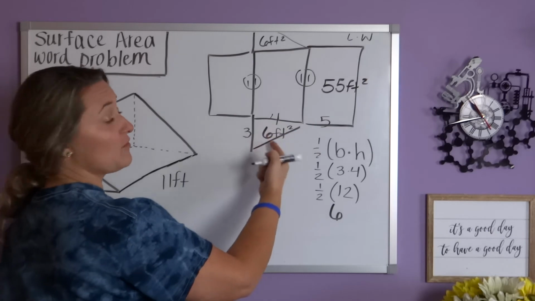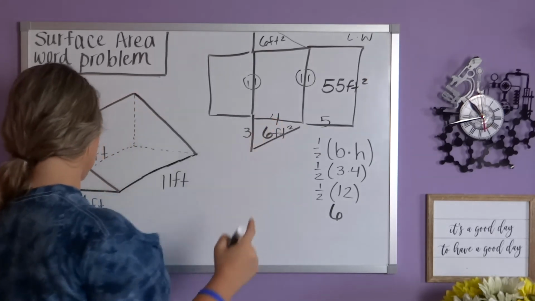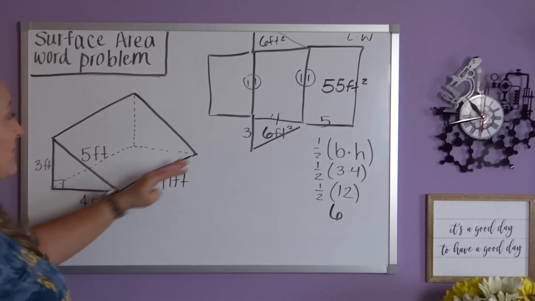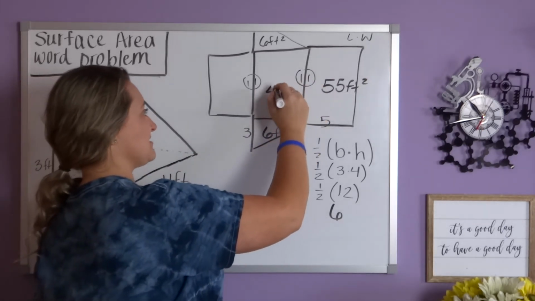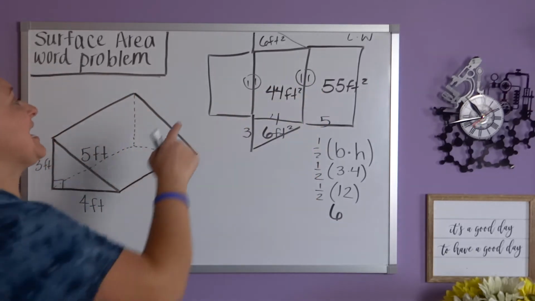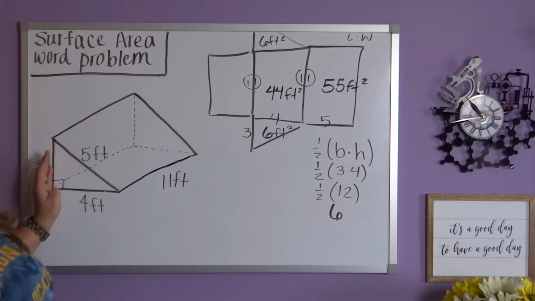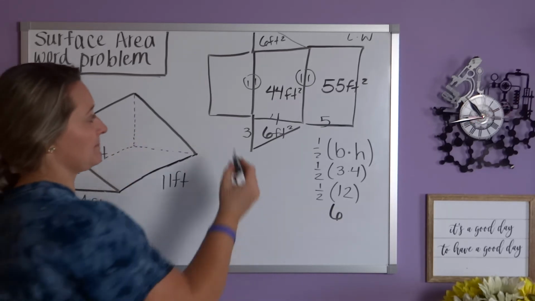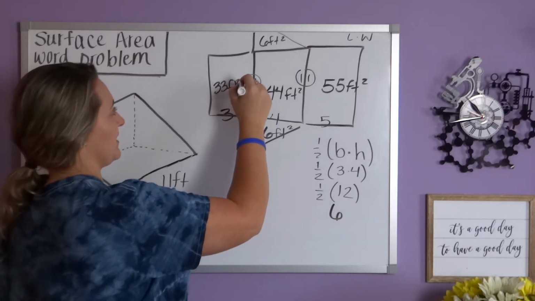If you remember from before when we were doing the triangle, the bottom is the one that is 4 by 11. So I already had that dimension here, 4 by 11, which means the middle one must be 44 feet squared. And this last side, the shorter side, we said had to be 3 by 11. 3 times 11 is 33 feet squared.